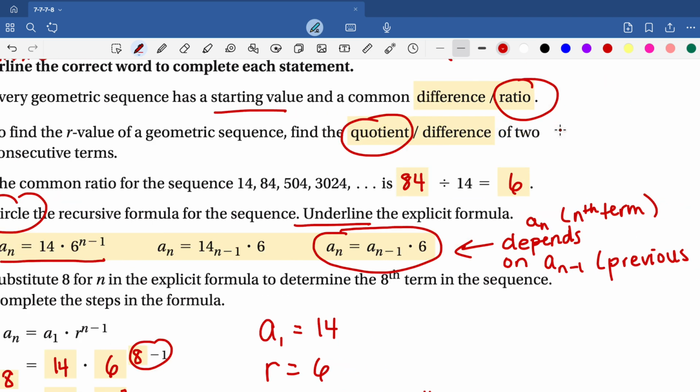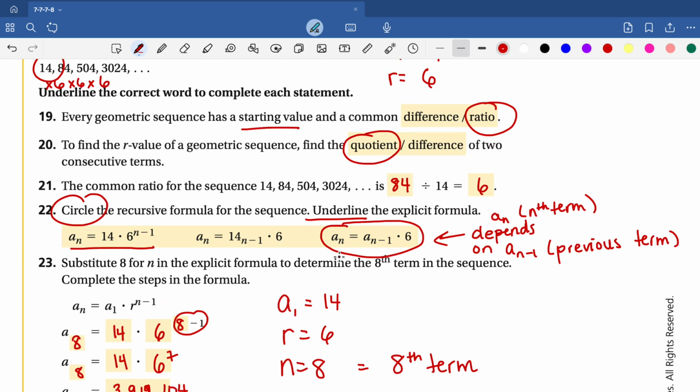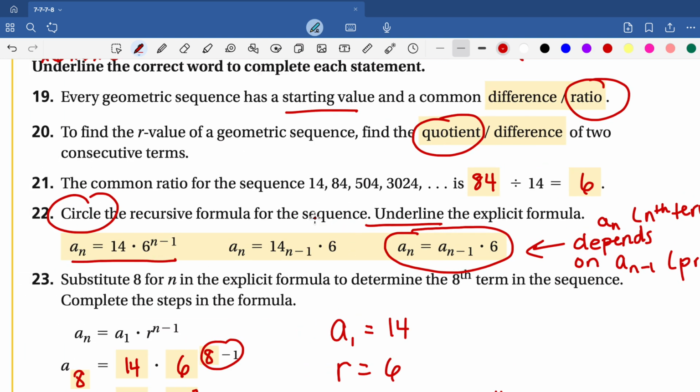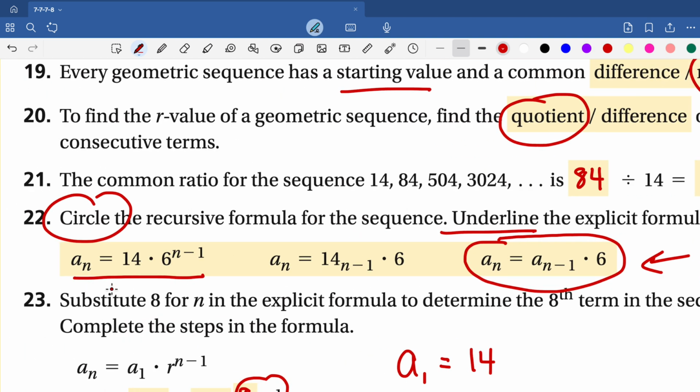Now, it says, circle the recursive formula for the sequence and underline the explicit formula. I know these equations can be a little bit tricky to read. This is basically saying that a sub n, or your nth term, is equal to your a sub 1 times r to the power n minus 1. So this is saying that your first term is 14, and in this case, this is true. This is an example of your explicit formula.